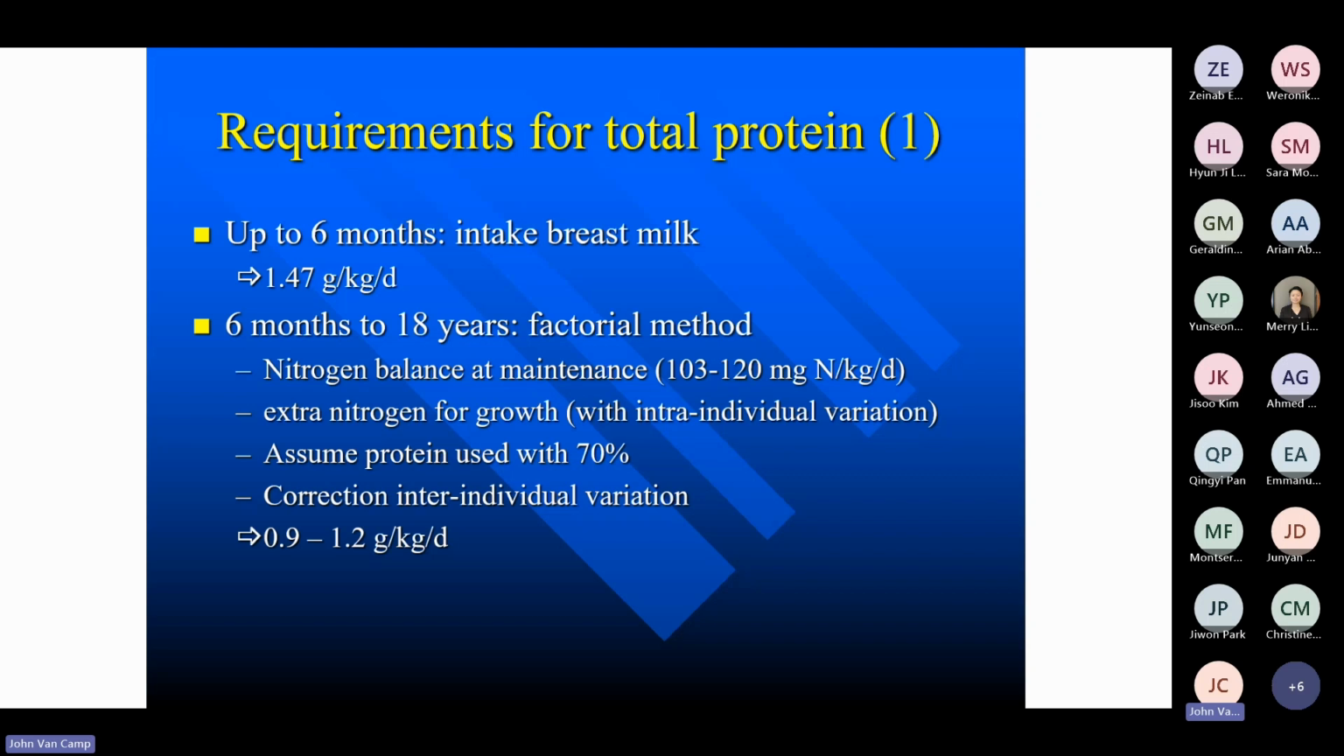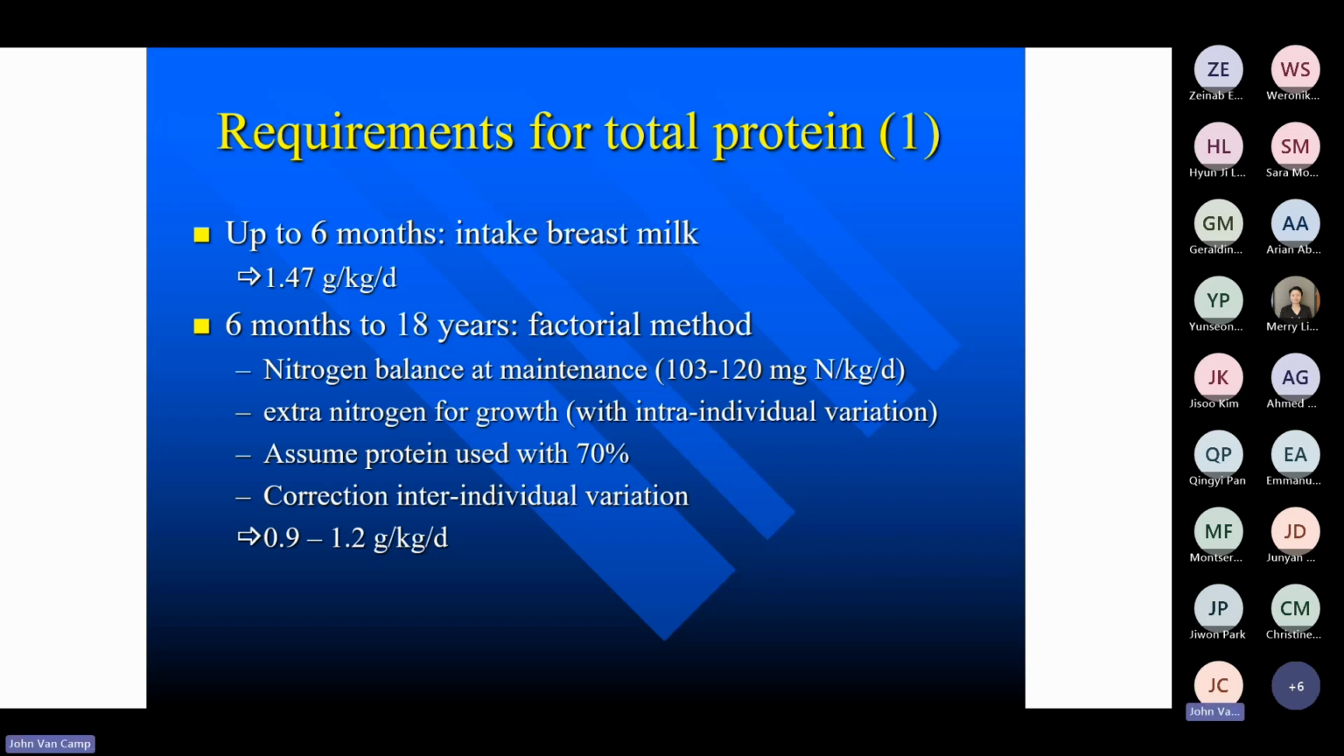And it's set to 1.47 grams per kilogram body weight per day. If we start from 6 months up to 18 years old, so these children are growing, are increasing in body weight until they are adult, in that case we use the factorial method that I just explained to you. So we look at the nitrogen balance, all the losses that are occurring at maintenance, adding them all together, and then you get a value of 100 to 120 milligrams of nitrogen per kilogram body weight per day.